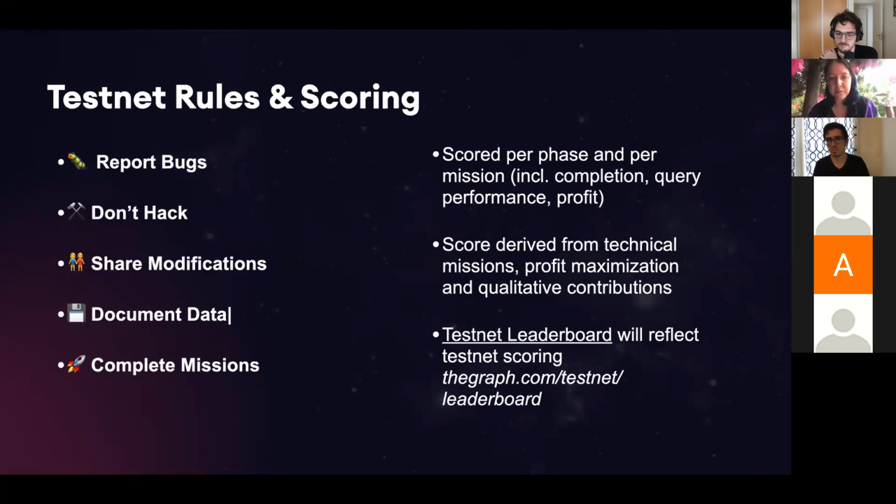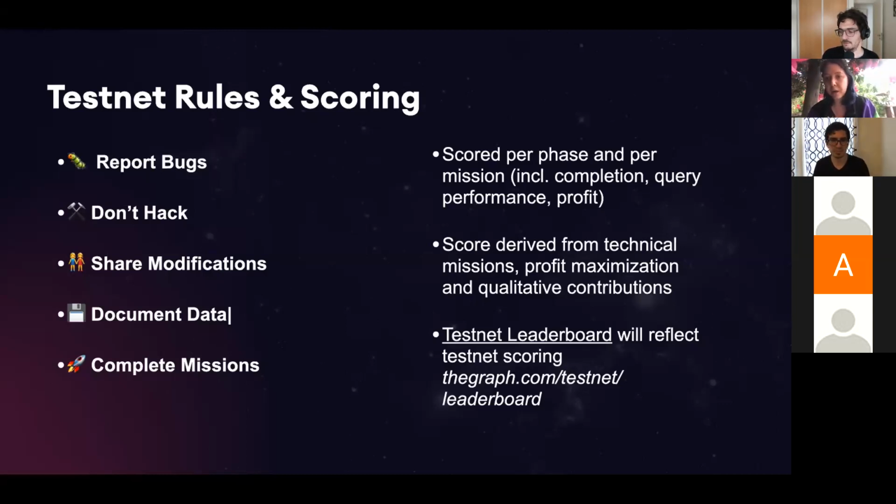We also ask that if you've made any modifications to the node, that you communicate those. Again, that's for our learnings to better understand some of the other strategies, attack vectors, etc. Documenting any data. We'll also be able to track some of your data through your endpoints when you share that with us, but documenting data that you think is interesting, either from a query market perspective or indexers as well. And lastly, just completing the mission.